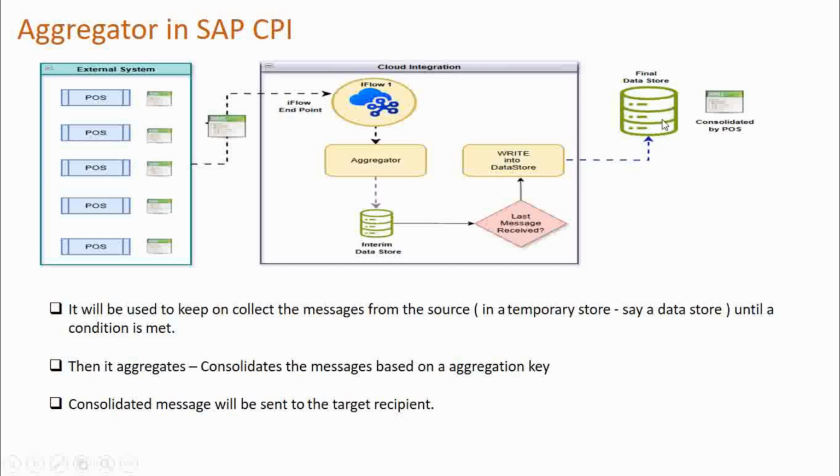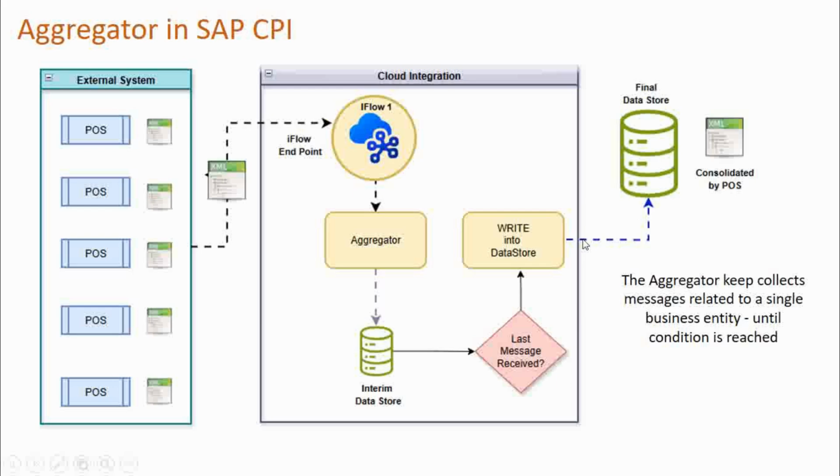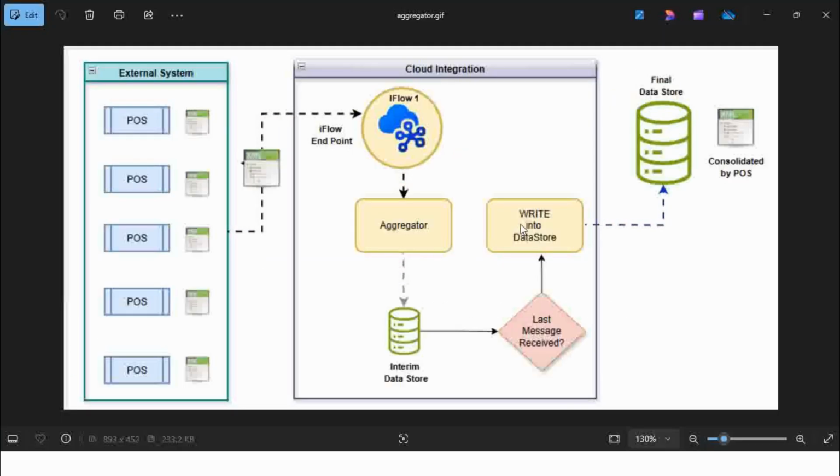That recipient could be another process or another step in our iFlow. In our example, I am going to write the final message in another data store. So this is the use case I am going to explain. Let me show it on the screen. This is a use case which I am going to explain now in our video.